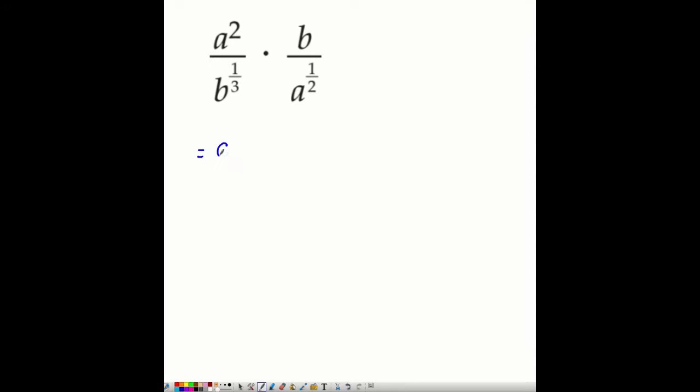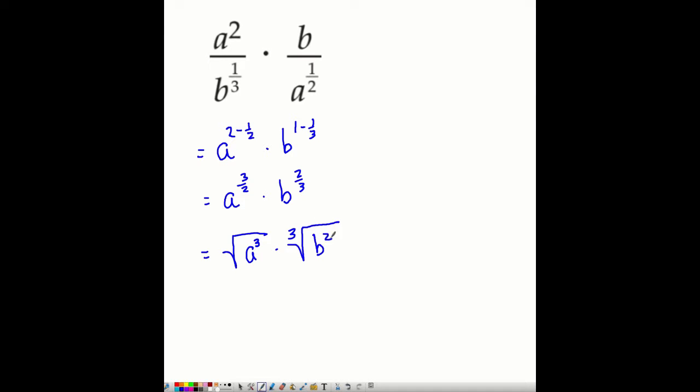We've got to combine the terms that have the like base. So you have the a to the 2, and with the 1/2 in the denominator, you subtract when you combine these. The same with the b, it's 1 minus 1/3. That's a to the 3/2 times b to the 2/3. A to the 3/2 is the square root of a cubed. And b to the 2/3 is the cube root of b squared. And you'll notice that when it's a square root, we don't write anything, but it's the same thing as saying the second root, the square root here, because it's in the denominator.